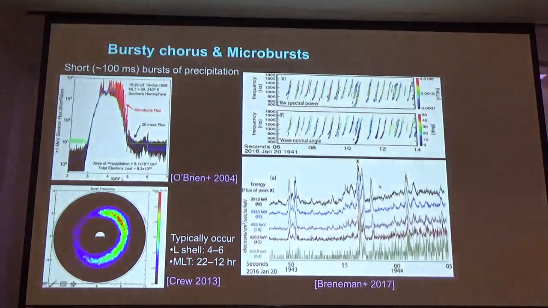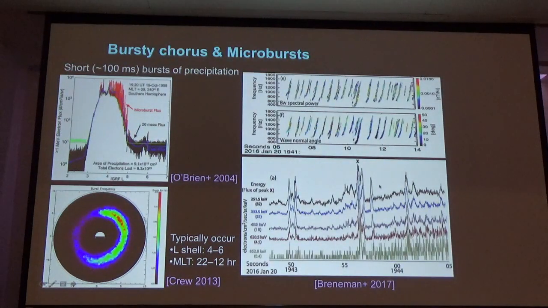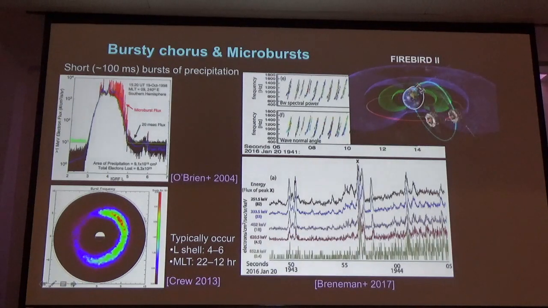And recent conjunction analysis shows that when the Van Allen Probes observe rising tone chorus waves, the FIREBIRD CubeSats in the conjugate low altitude observed microburst precipitation, which has a similar duration and cadence to the rising tone chorus. So this suggests that chorus waves play a dominant role in causing this type of microburst electron precipitation.